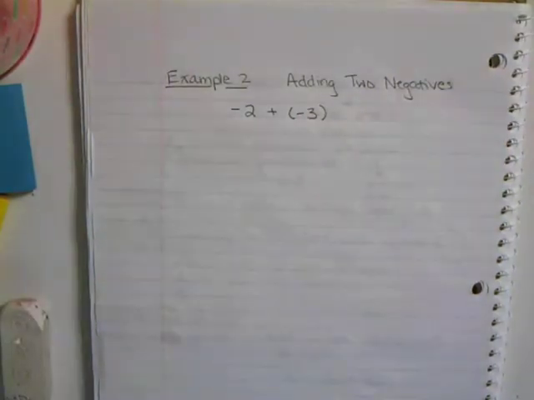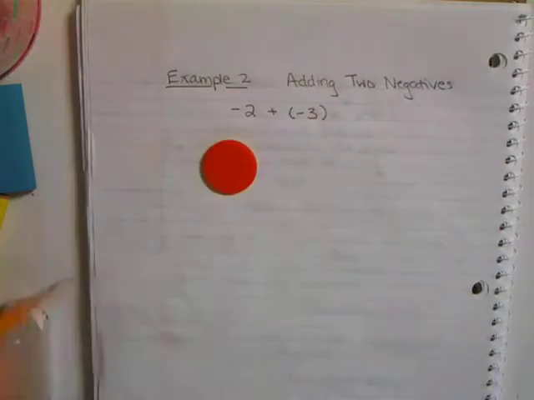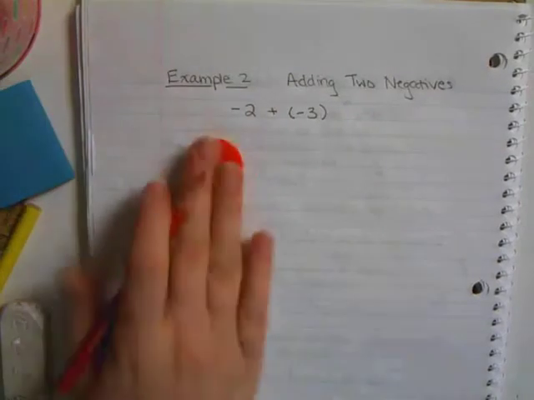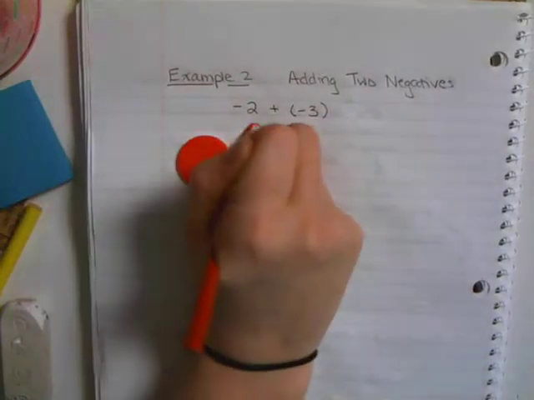All right, off to the side. So how can I model -2 with my integer chips? How can I model this? 2 red ones. 2 red. And I'll go ahead and draw that. 2 red.